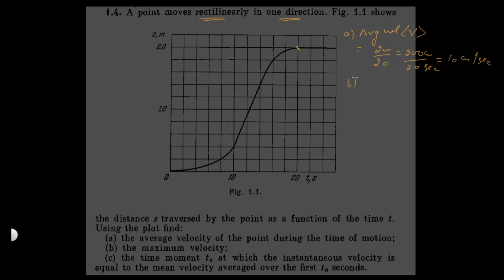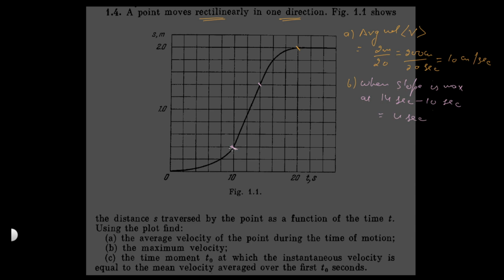This is part A. Part B is the maximum velocity. Maximum velocity is when the slope is maximum. The slope is maximum from 10 seconds to 14 seconds. So 14 seconds minus 10 seconds is 4 seconds. This is the time when the velocity is maximum.